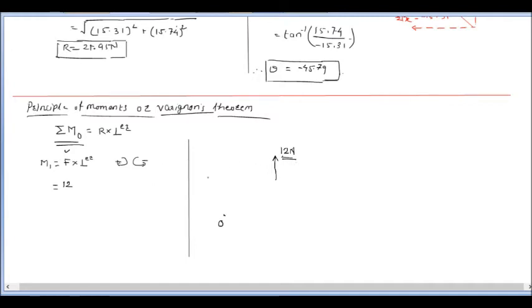So for the moment what we need is the force, that is nothing but the 12 Newton, multiplied by its perpendicular distance.